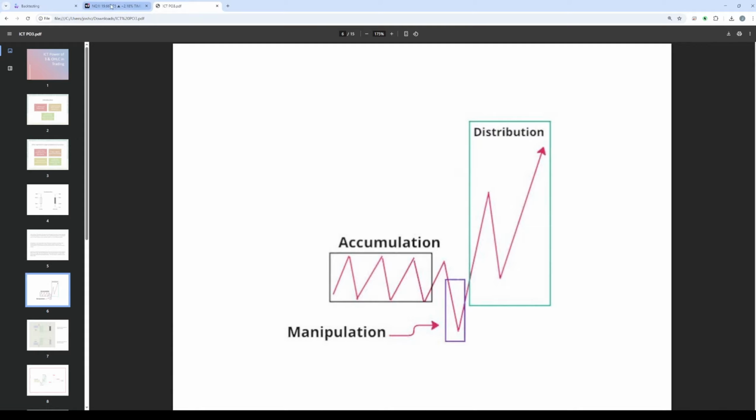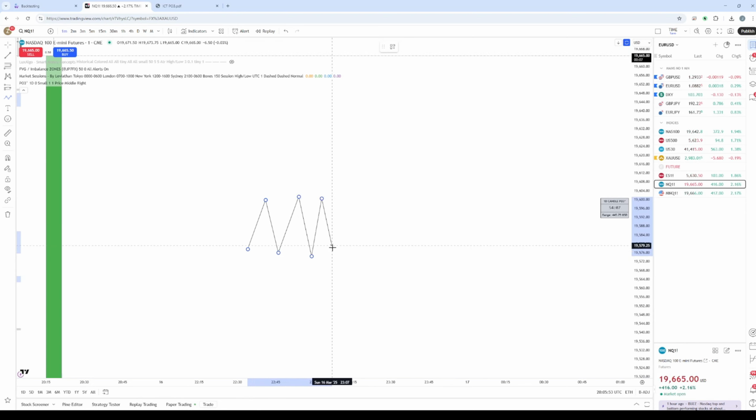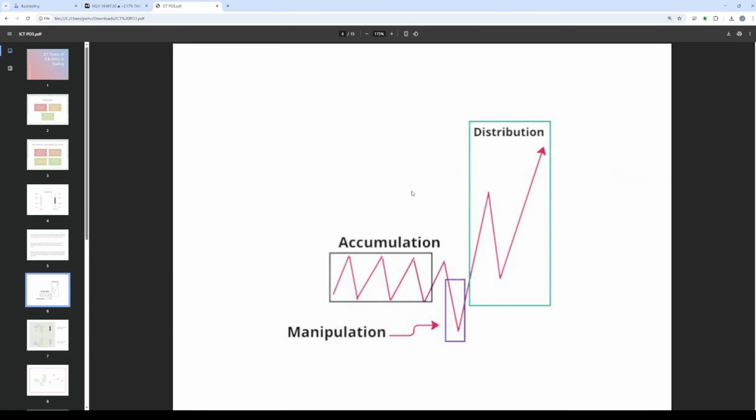Like this. So if I just go onto TradingView here and I draw this out for you guys, we see price accumulate like this. So price chops down, it's really annoying. And then all of a sudden, it will make an explosive move to the downside. It will take all that out and then it will distribute to the upside, right? So this is accumulation here, manipulation, and then distribution, okay? Everyone following with that, okay?